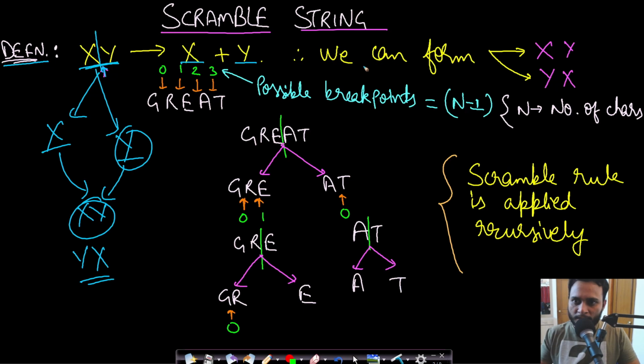Okay, so at any given split point there will be 2 possible choices. We can have the same string in the same order xy, or we can just flip the order. Okay, so we can just form yx as well. Therefore, in this case, if we are having string length, let's say equals to n, then we can have total of n minus 1 partition points where we can apply the partition.